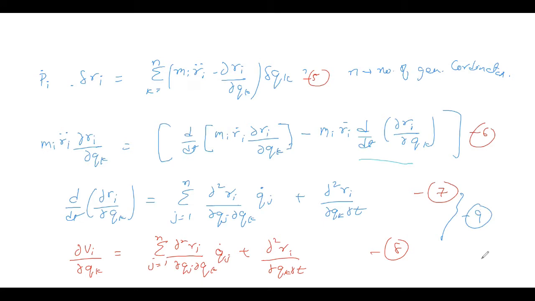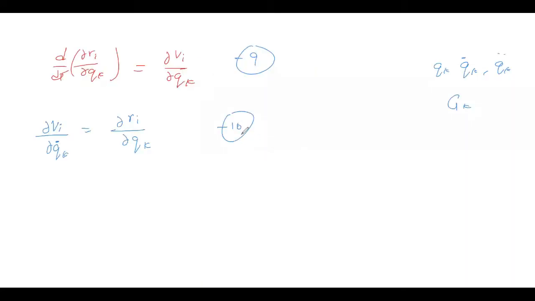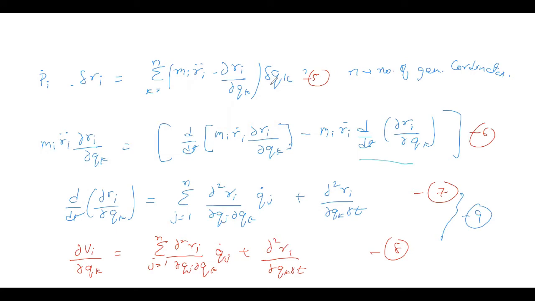Okay, so we have 10, 9, 9, 10, and 6 and 5. So I have this equation, fifth. I have to substitute, and inside this fifth I have this part. So fifth and sixth are basically the same equation only. I have just separated the inner part and written it as the sixth part, and then I have calculated this part and this whole part.